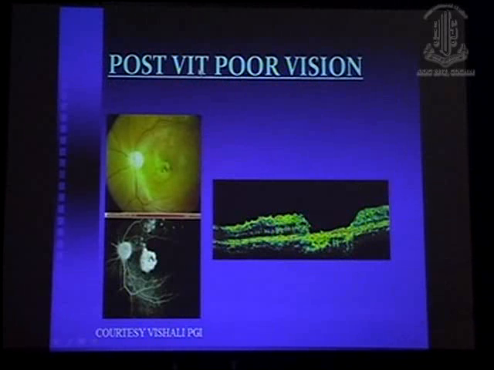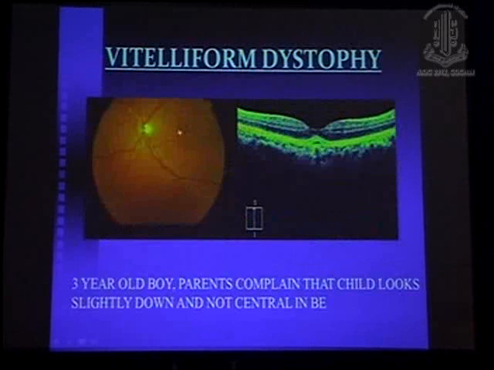Poor vision post-vitrectomy, again, area of scarring here, little area of viable tissue, and when you do the OCT, you find an absolute thinning, so you know that the vision is never going to improve in this patient. Another patient has a yellowish lesion here, slightly elevated, not very much so. Again, on the OCT, you get a heaping over here, which tells you that this is a vitelliform dystrophy.